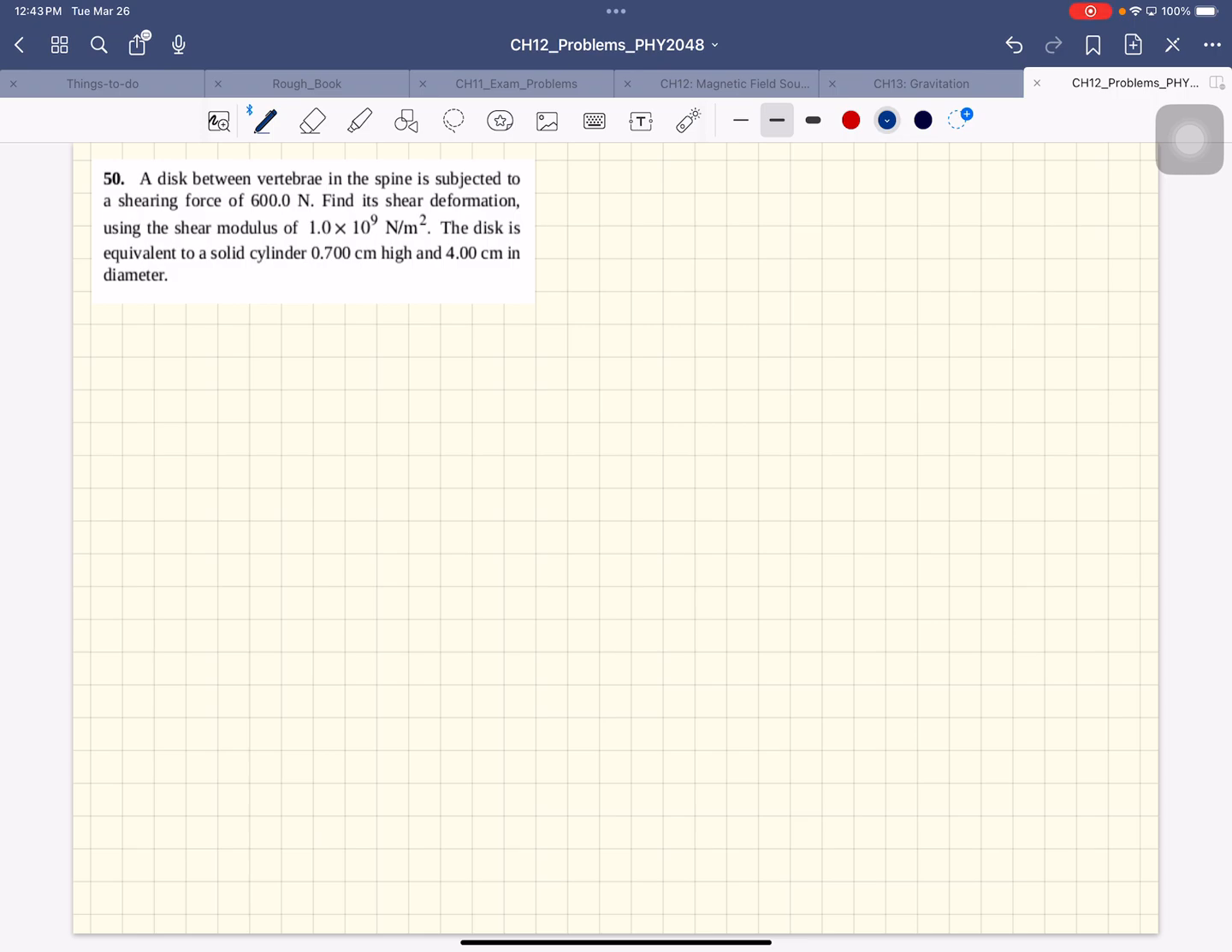All right, we'll do this. Okay, so a disc between vertebrae in the spine is subjected to a shearing force of 600 Newton. So essentially, there is a shock absorber disc between vertebrae. And so let's say when you bend over like that to lift something, you're exerting a shearing force on the disc.